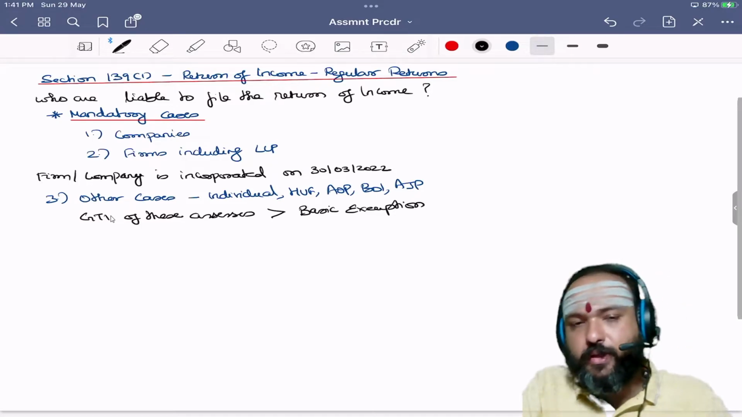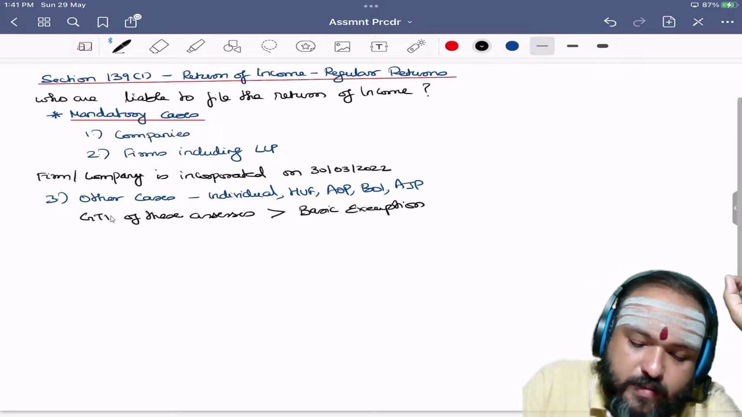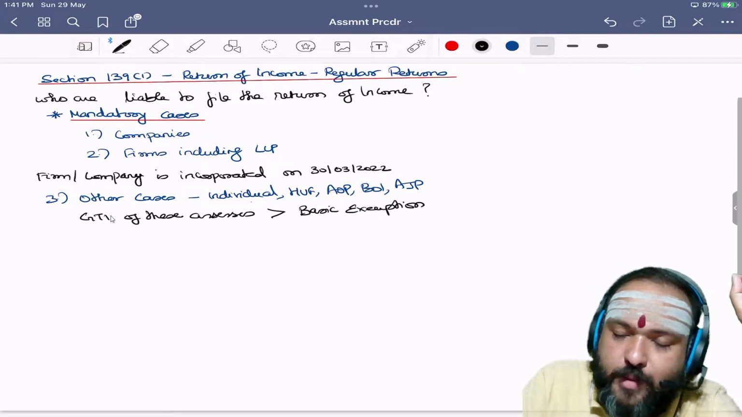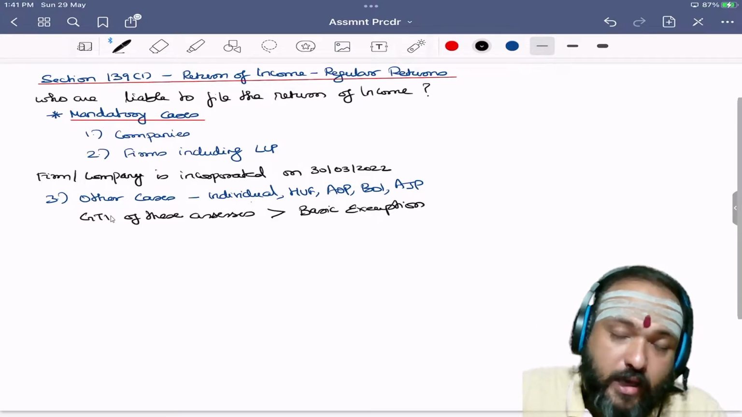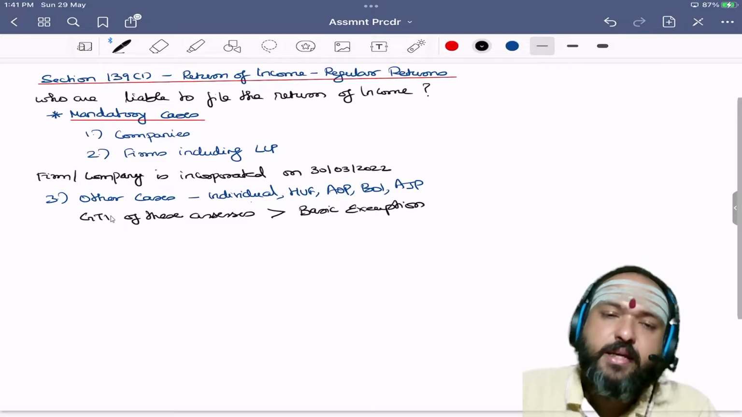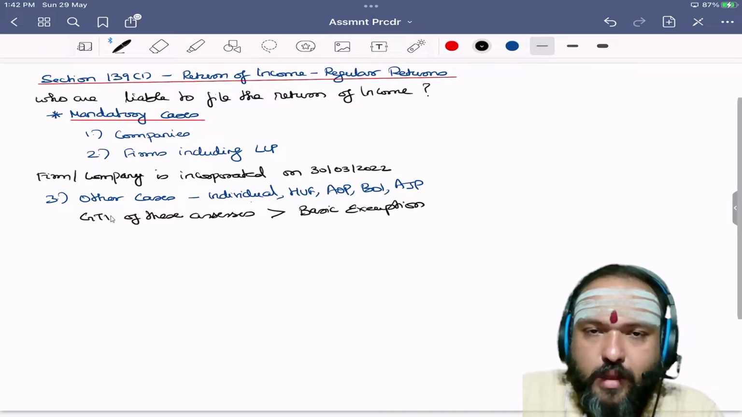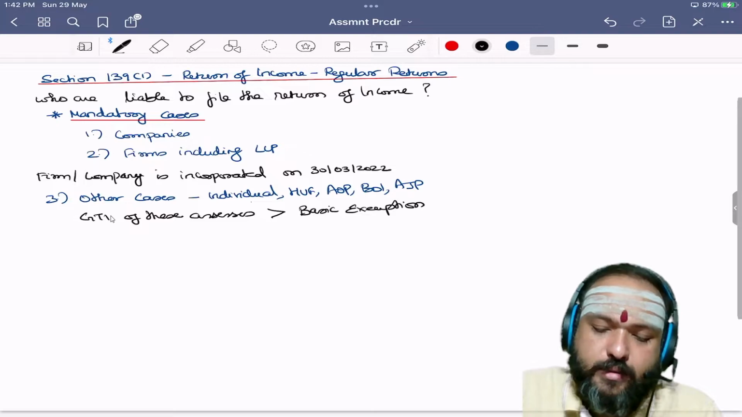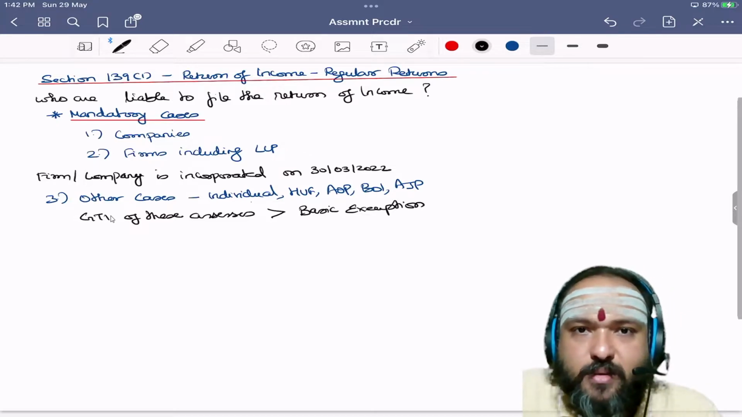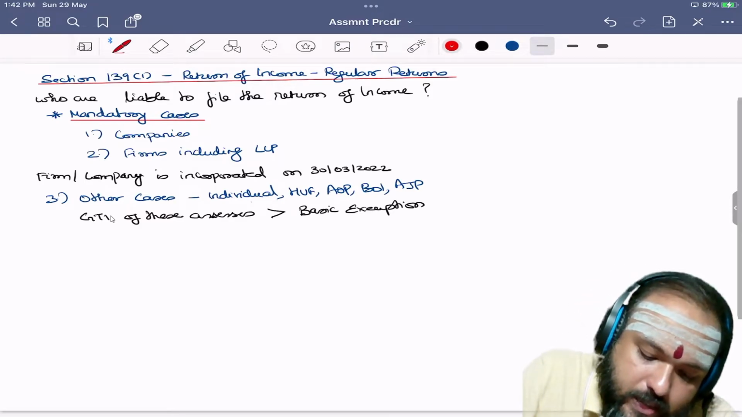So, what are they trying to tell? Gross total income of these assessees. These assessees meaning individual, HUF, AOP, BOI, AJP. If the gross total income of these assessees is greater than basic exemption, then they are supposed to file the return of income. Now, what happened? There was one person, Mr. X. What this Mr. X did was he had interest income of 80,000. So let us see this scenario.